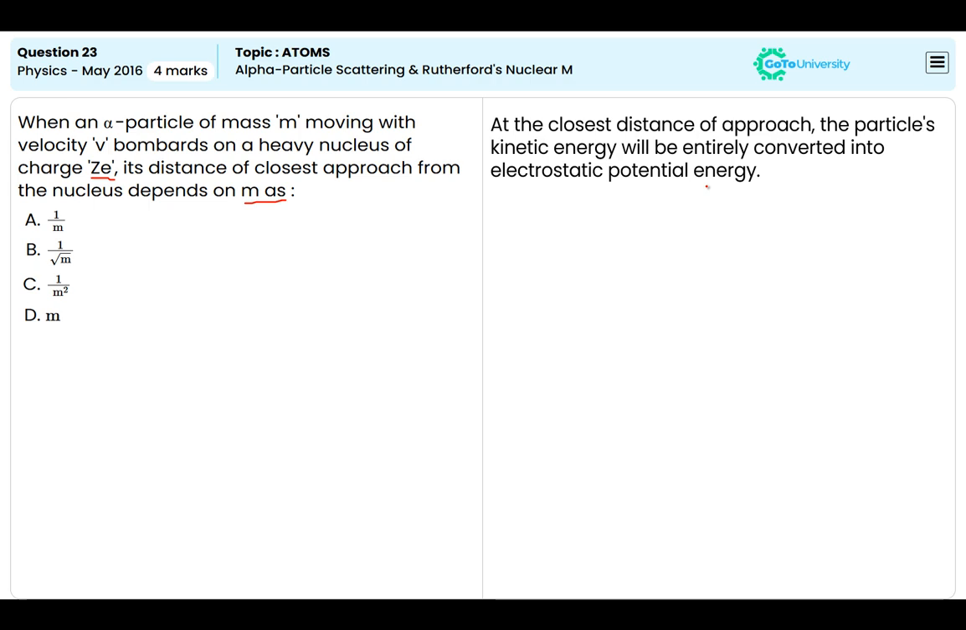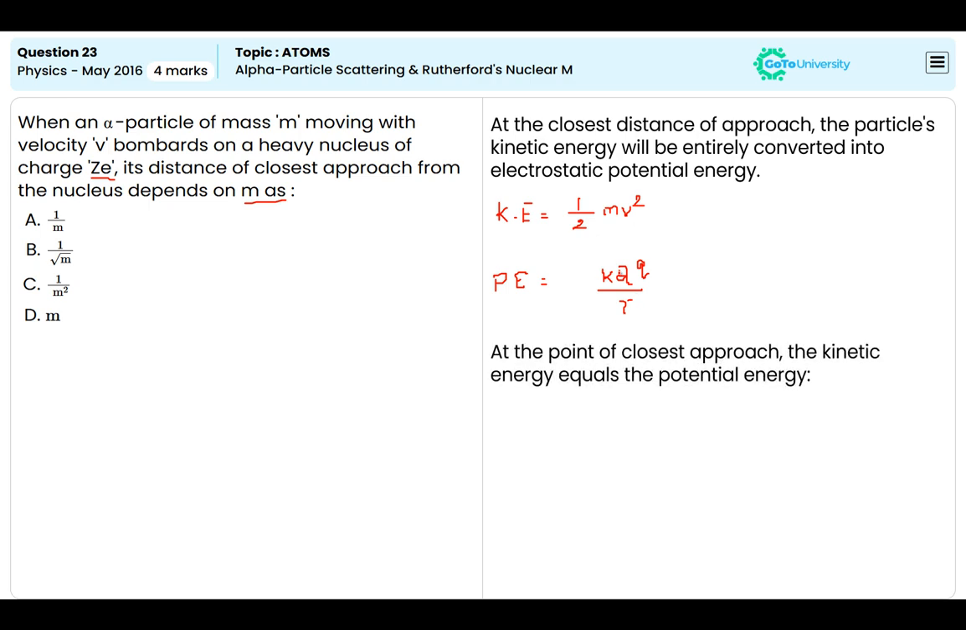Okay, so here we know that at the closest distance of approach, the particle's kinetic energy will be entirely converted into electrostatic potential energy. Then the kinetic energy is given by KE = (1/2)mv², and the potential energy is given by PE = K times Q times Q divided by R. And at the point of closest approach, the kinetic energy equals the potential energy.